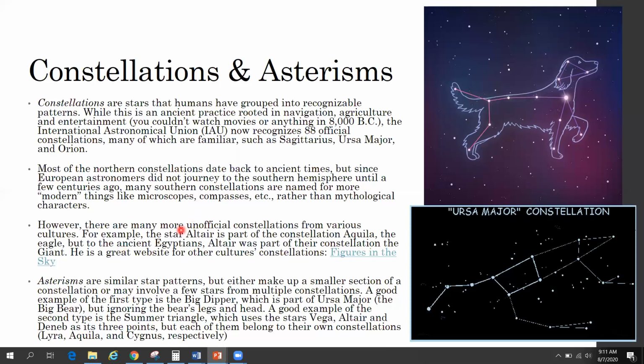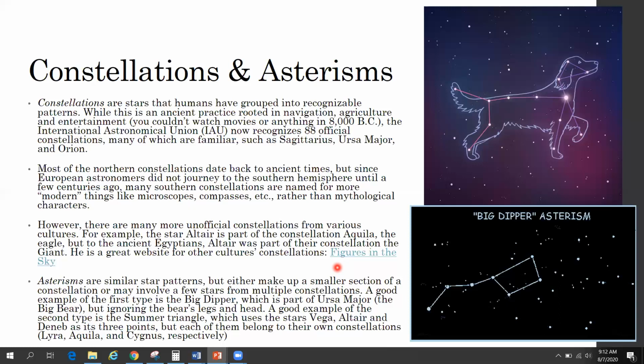However, there are many more unofficial constellations from various cultures. For example, the star Altair is part of the constellation Aquila, the eagle, but to the ancient Egyptians, Altair was part of their constellation called the Giant. And there's a link in here. Of course, if you're watching the video, you can't click on the link necessarily, but if you view the PowerPoint on your own, you can find that link. And this is a great website for looking at how different cultures have interpreted patterns involving the same stars. You really should check it out.